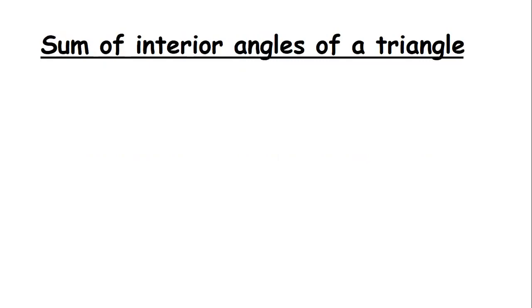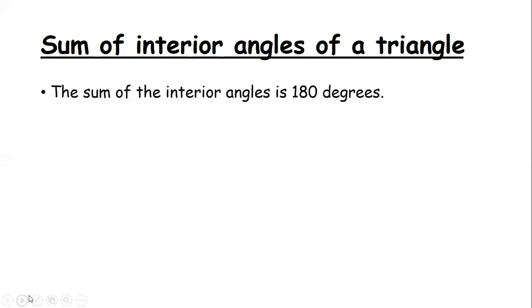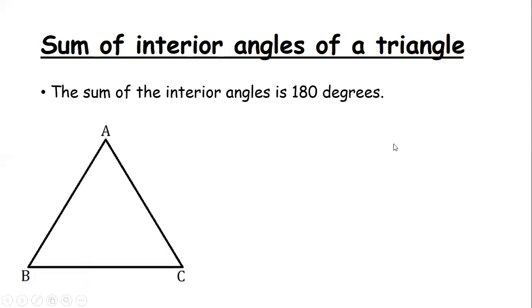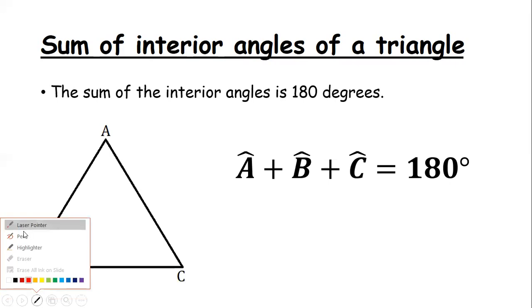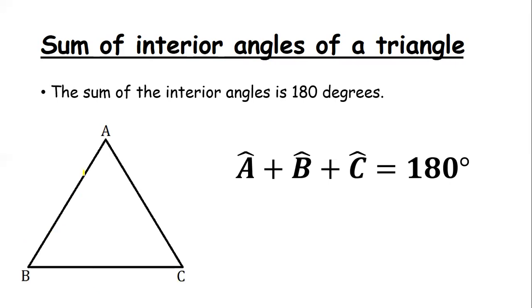So the first property of triangles, which I believe everyone is aware of, is the sum of the interior angles of a triangle. The sum of the interior angles of a triangle adds up to 180 degrees. So when we have a triangle ABC and we add up the angles, angle A plus angle B plus angle C will be equal to 180 degrees. So this angle plus that angle plus this angle should give you a total of 180 degrees.